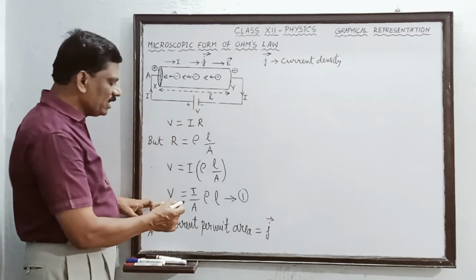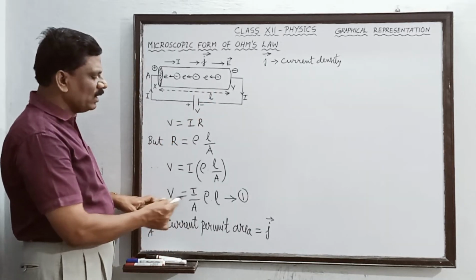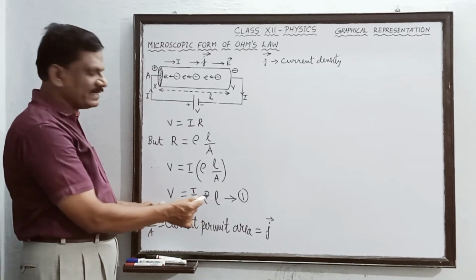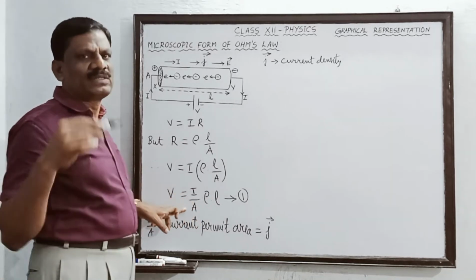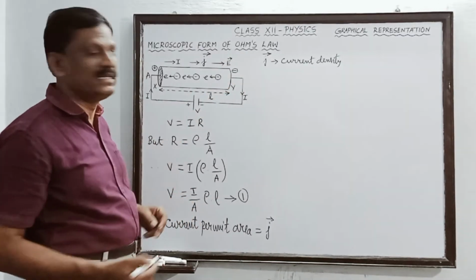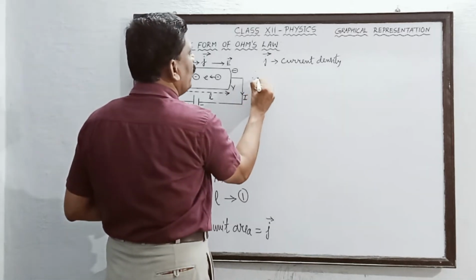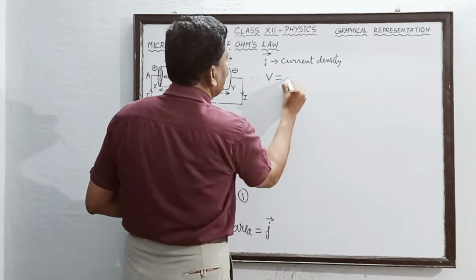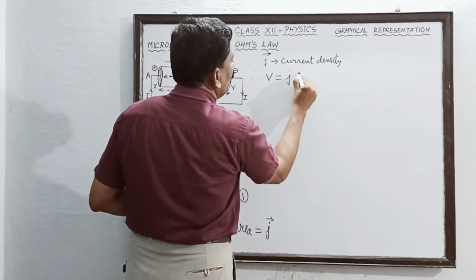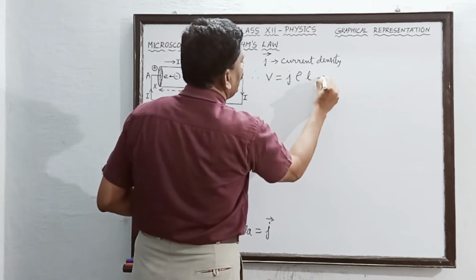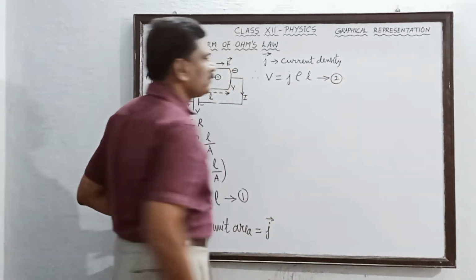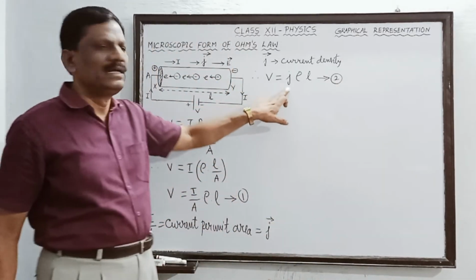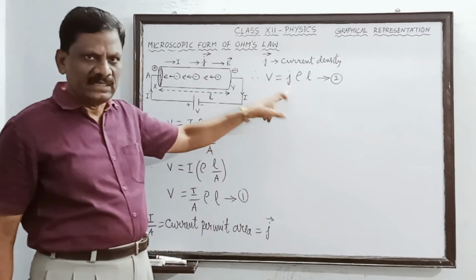So in equation 1, V equal to I by A into rho L. Instead of I by A, I can substitute the magnitude of current density. Therefore now V is equal to J into rho into L, and this is equation 2. I have substituted only the magnitude of the current density.